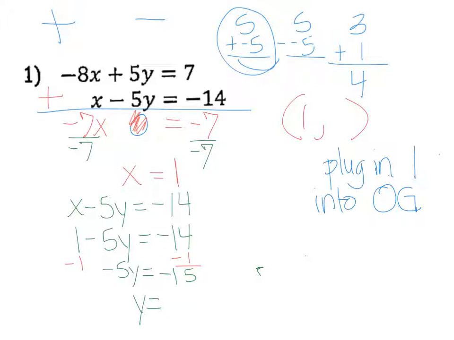I'm totally running out of space. How do I still get y alone now? Divide by negative 5. Sorry, it's so cramped. So I'm looking at this right here. Negative 15 divided by negative 5. What is it? A positive 3. And I found my ordered pair. 1, 3. That's my solution. I found the two numbers that would plug into the top and the bottom. And I would get yeses if I plugged in 1, 3. I'd get yes and yes. It's a solution.